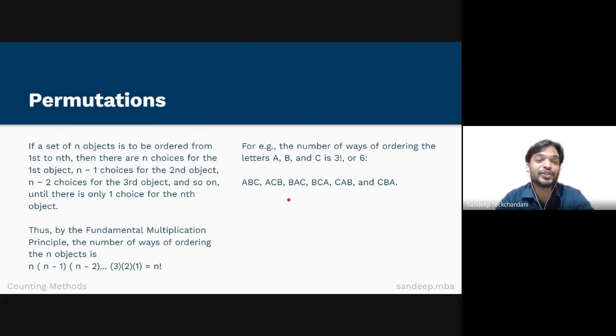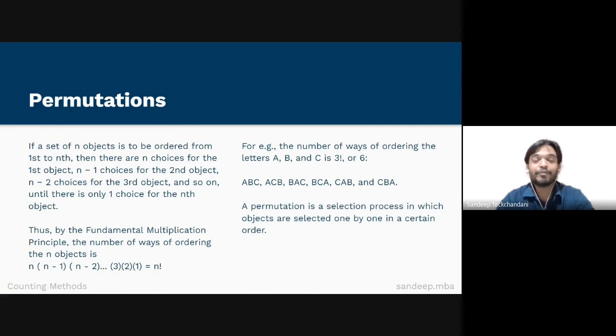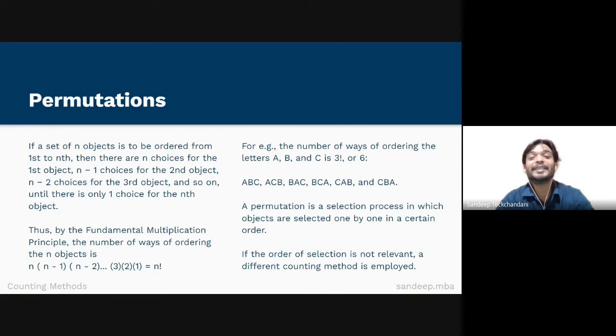A permutation can be thought of as a selection process in which objects are selected one by one in a certain order. If the order of selection is not relevant and only k objects are to be selected from a large set of n objects, a different counting method is employed, and we will study this counting method in the next slide. That counting method is called combinations.